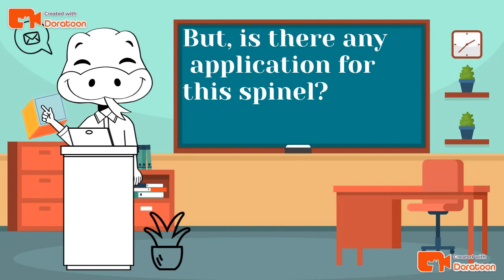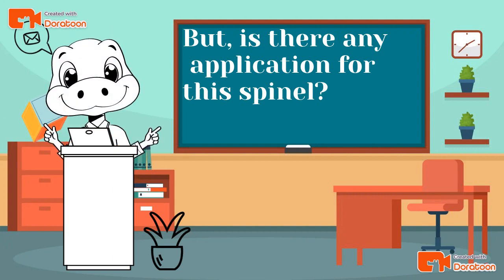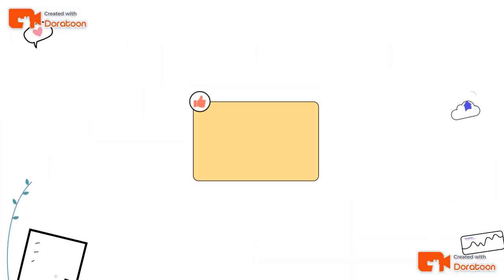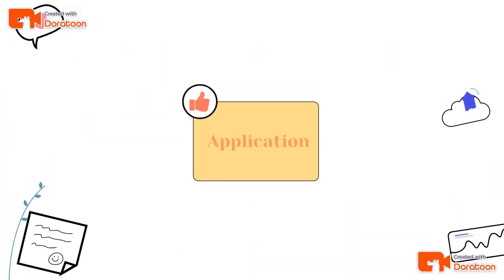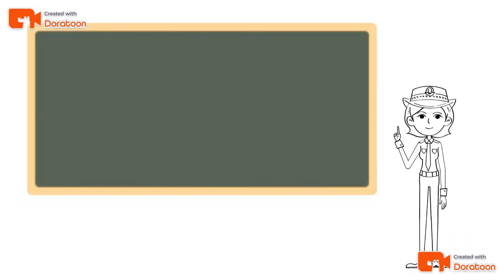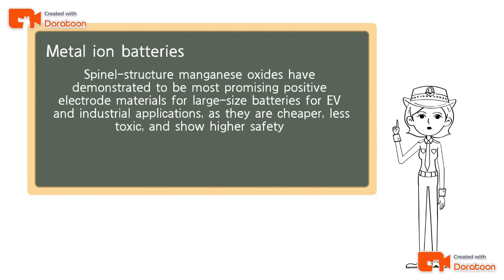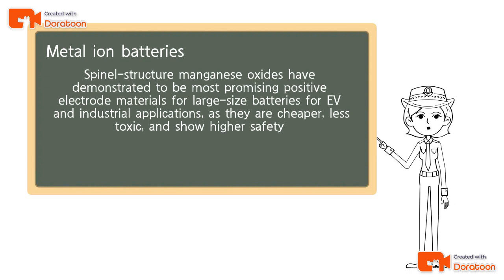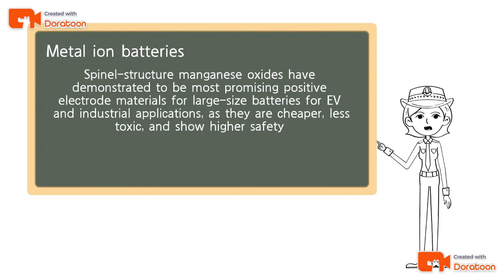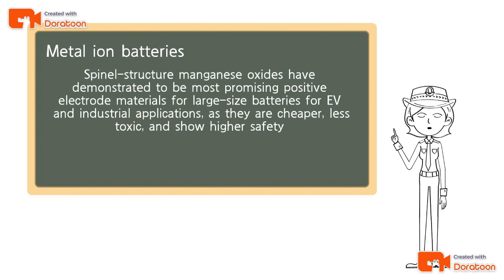But, is there any application for this spinel? Of course it has. So, the first application is metal-ion batteries. For metal-ion batteries, spinel structure manganese oxide has been demonstrated to be the most promising positive electrode material for large-size batteries for EV and industrial applications, as they are cheaper, less toxic, and show higher safety.